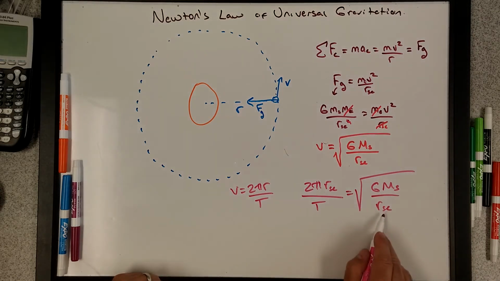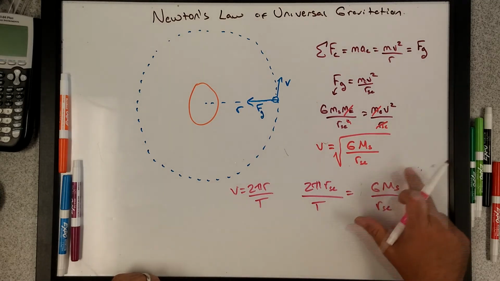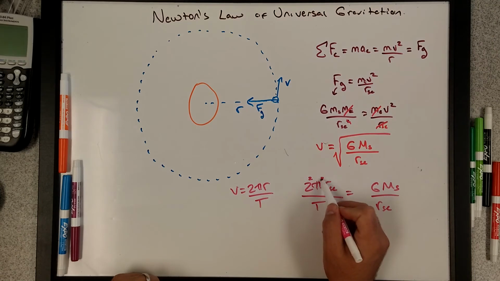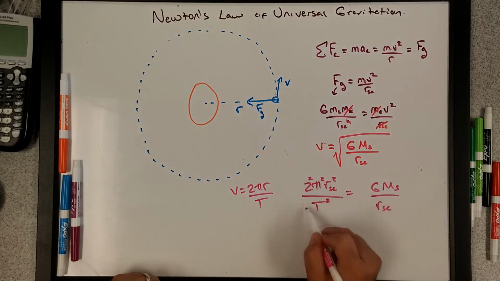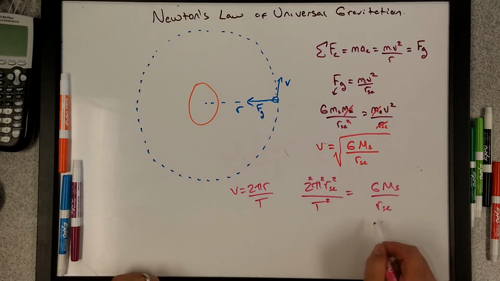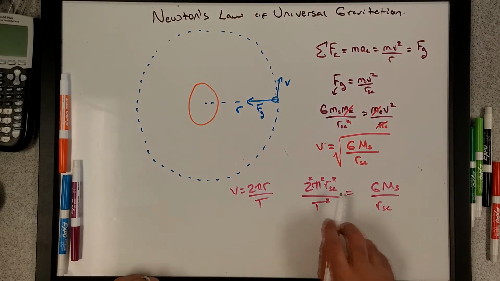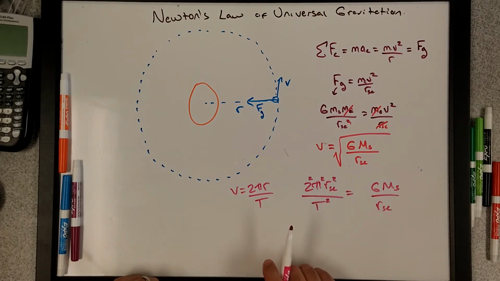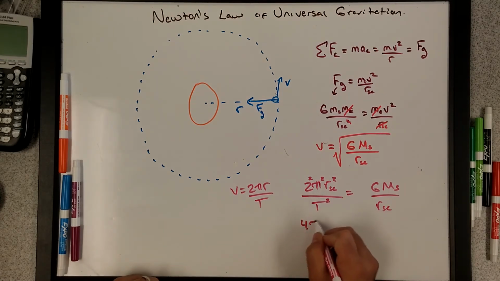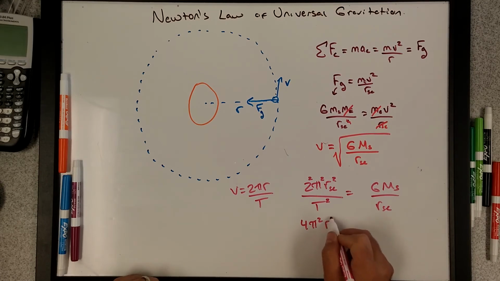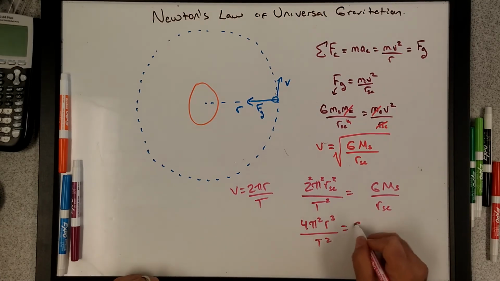But now, since this is in the radical and this is out, I can do some fancy math here. I'm going to square both sides to get rid of that radical, which means I need to square every single term. And now I can multiply that r over. If I do that, then I'm going to get r cubed, aren't I? So I'm going to get 4 pi squared r cubed divided by period squared is equal to G M of the sun.